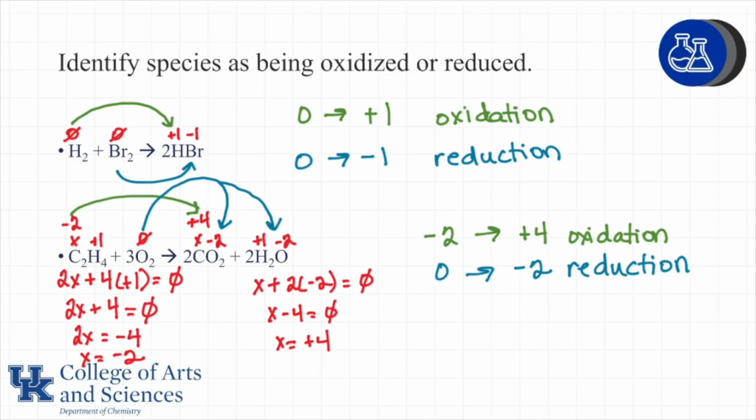In order for it to be a redox reaction, we have to have at least one oxidation and at least one reduction, and the only way we can identify that is by assigning oxidation numbers to each element in the reaction.